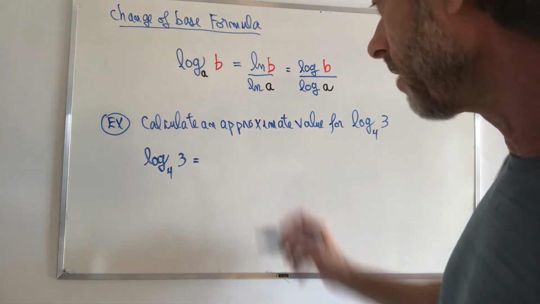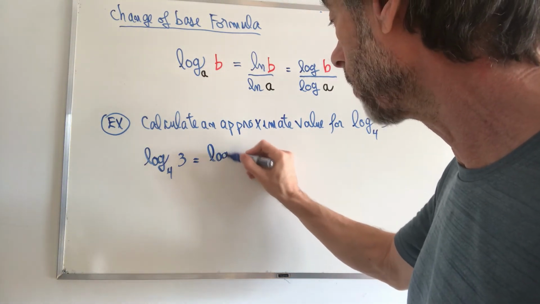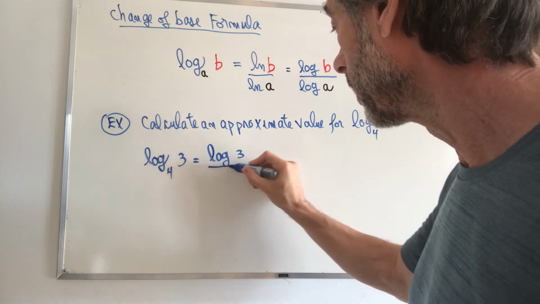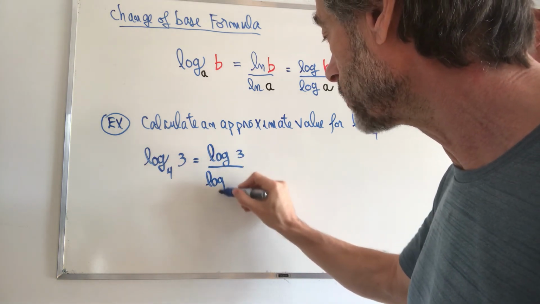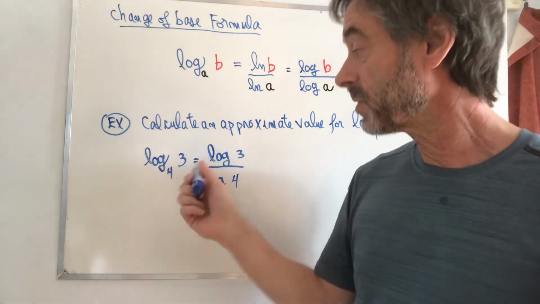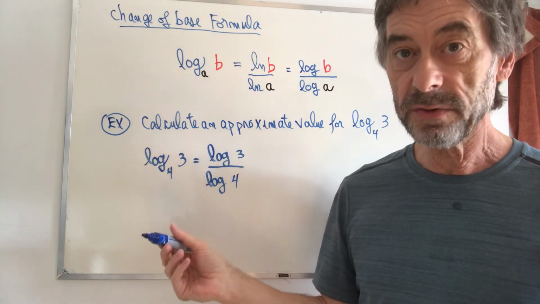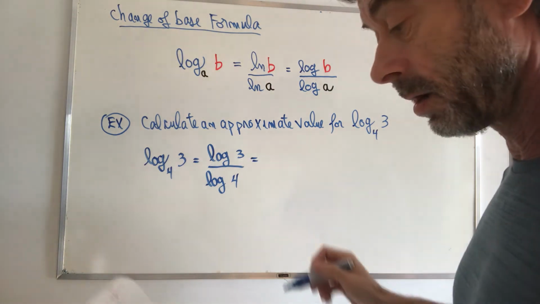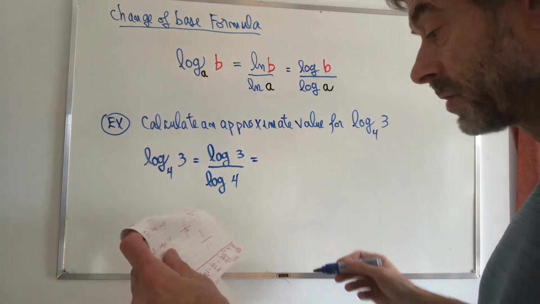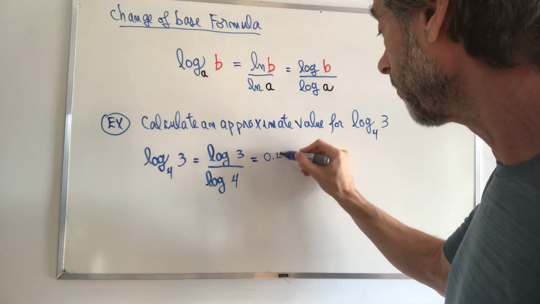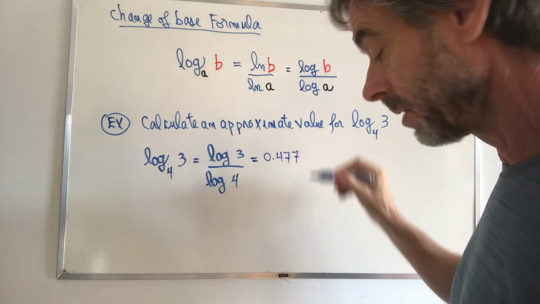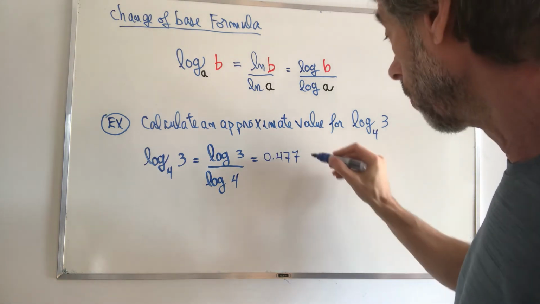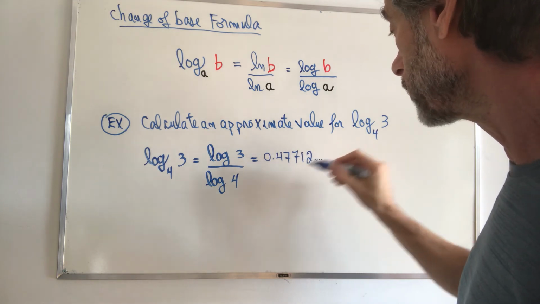And the one that I have is base 10. So log base 10 of 3 divided by log base 10 of 4. You could have used ln 3 over ln 4. It would have given you the same thing. And the values that I have are here. You can verify this on your calculator yourself. This is 0.4767 1 2, etc.